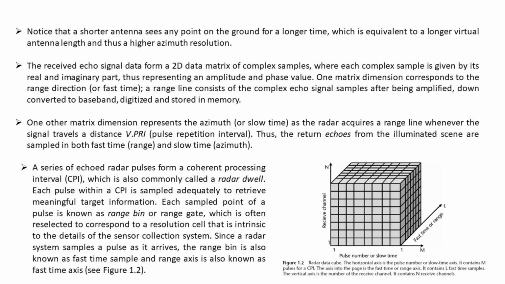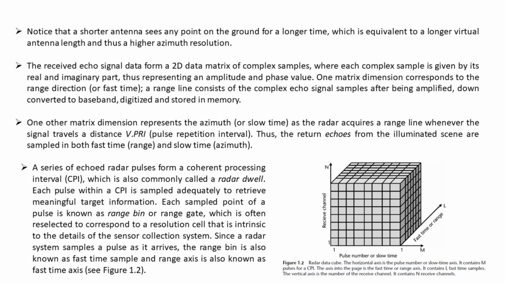A range line consists of the complex echo signal samples after being amplified, down converted to baseband, digitized and stored in memory. The other matrix dimension represents the azimuth, or slow time, as the radar acquires a range line whenever the signal travels a distance v·PRI, the pulse repetition interval. Thus, the return echoes from the illuminated scene are sampled in both fast time, range, and slow time, azimuth.